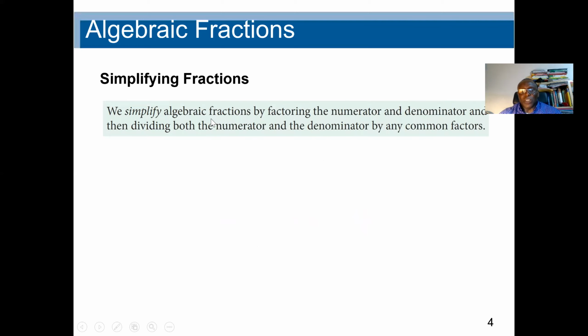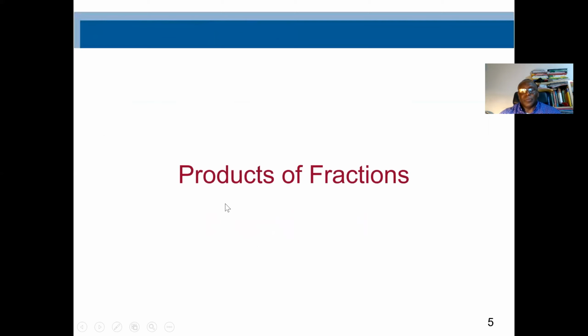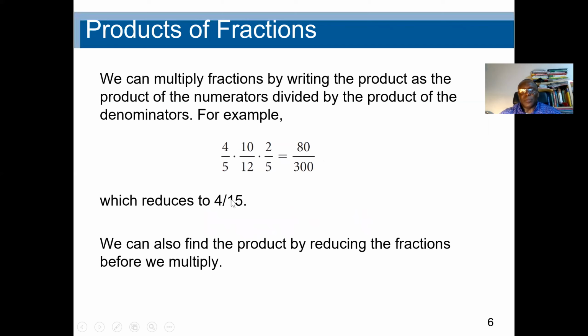So simplifying a fraction simply means we can factorize the numerator, if possible, and the denominator, and later we can divide, by canceling the expressions or the values. So we start with the product of fractions. For example, here I have 4 by 5 times 10 by 12 times 2 by 5. If we like, we can multiply 4, 10, and 2. So we multiply everything in the numerator, and we do the same thing for the denominator. So we get 80 by 300. Then we can cancel, we can reduce it.